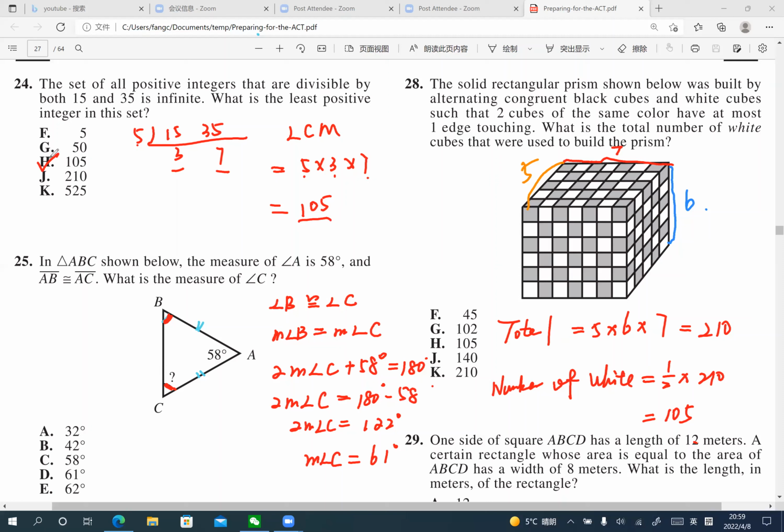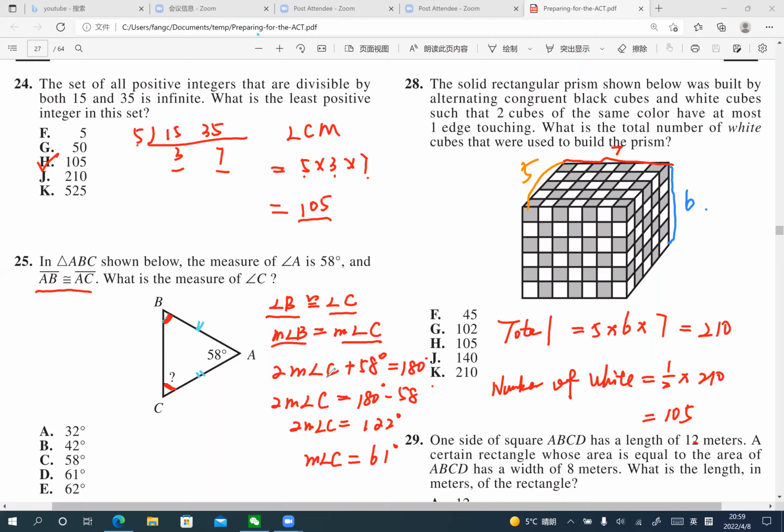Question 25. In triangle ABC shown below, the measure of angle A is 58 degrees, and segment AB is congruent to segment AC. What is the measure of angle C? Because segment AB is congruent to segment AC, therefore angle B is congruent to angle C. So this is an isosceles triangle. Therefore, the measure of angle B should be equal to the measure of angle C.